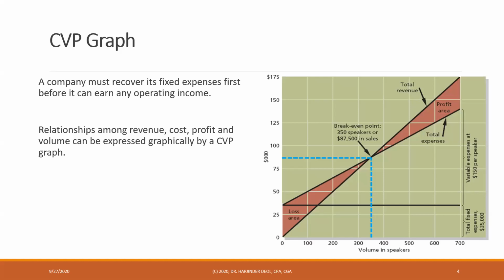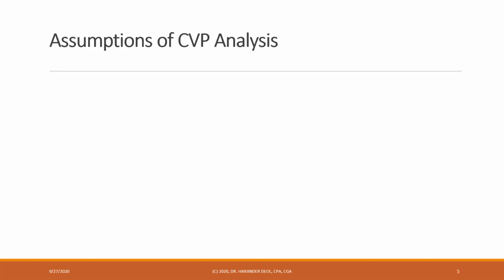Once the company hits their break-even point, and as we said in the earlier slide, your break-even point is where the company is not making any money, but they're not losing any money either. So they are breaking even, they just have enough sales to recover their fixed and variable cost. Any sales past your break-even point will give you positive operating income.